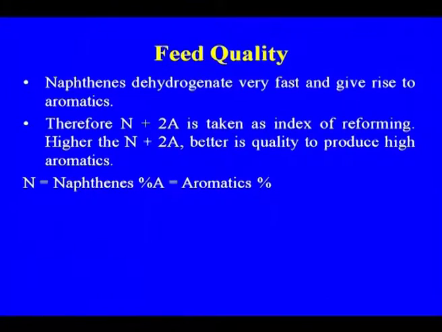Naphthenes dehydrogenate very fast and give rise to aromatics. Therefore, N plus 2A is taken as the index of reforming. Higher the N plus 2A, naphthenes and aromatics, better is the quality to produce high aromatics. N is the naphthene, A is the aromatic. That has been correlated with the characterization factor also, because the characterization factor gives an idea of whether the feed is naphthenic, paraffinic, or intermediate.